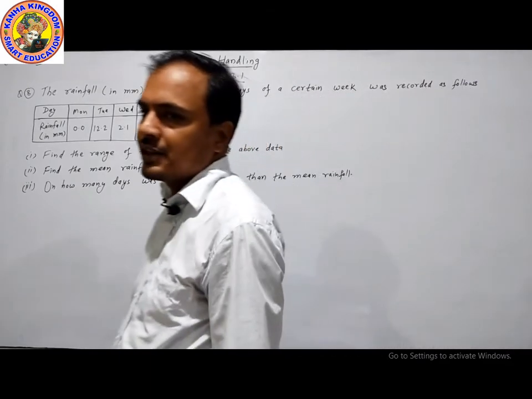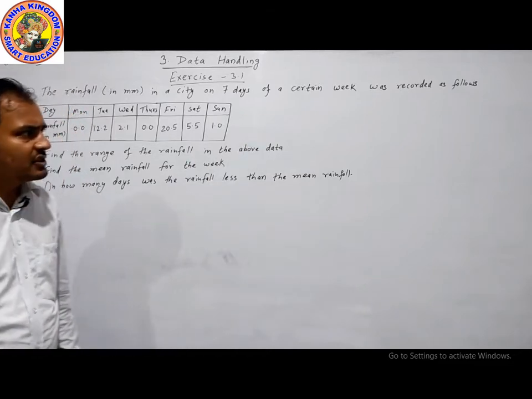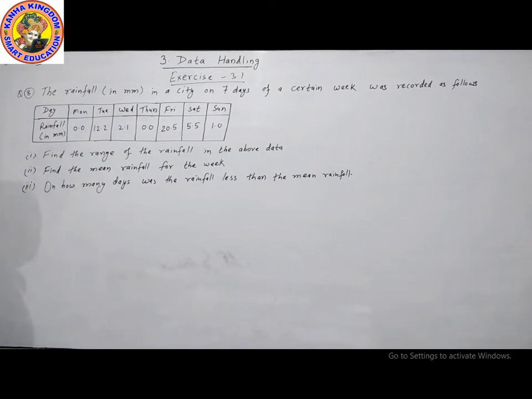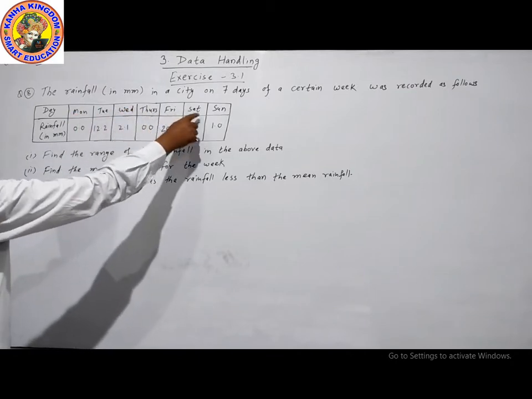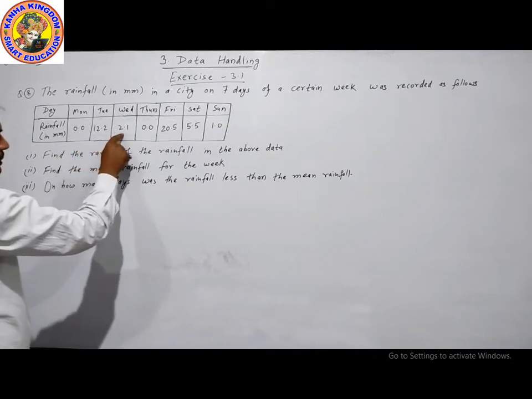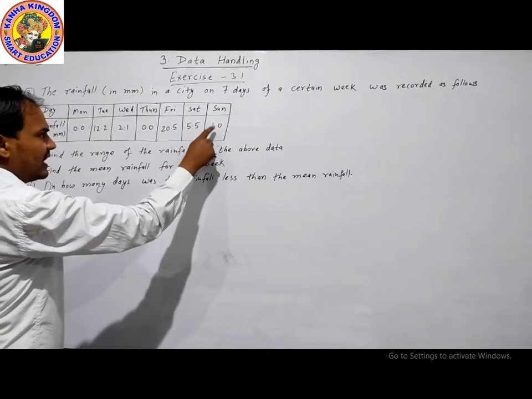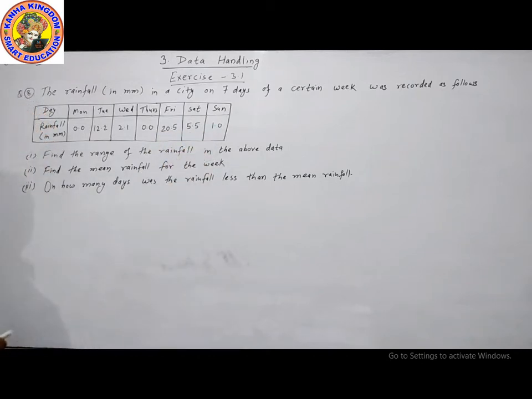Now our next question is question number 8. The rainfall in mm in a city on 7 days of a certain week was recorded as follows: Monday, Tuesday, Wednesday, Thursday, Friday, Saturday and Sunday. The rainfall in mm is 0.0, 12.2, 2.1, 0.0, 20.5, 5.5 and 1.0. Now question number 1, find the range of rainfall in the above data.